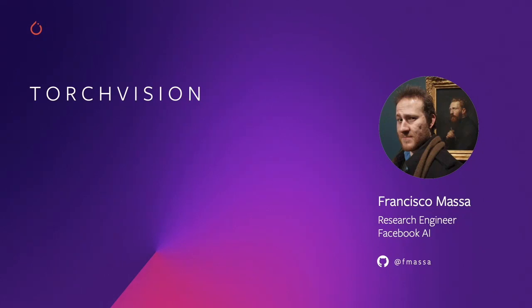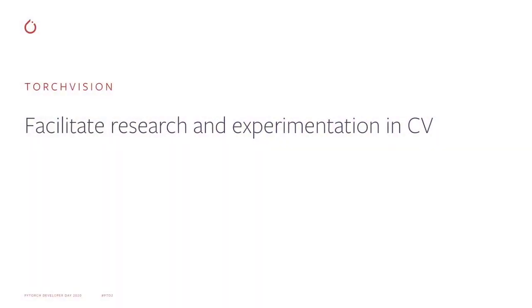The first question you might ask yourself is, what is TorchVision? TorchVision is a library that is built to facilitate research and experimentation in computer vision. It extends PyTorch with functionality which is very specific and useful to computer vision, so that it keeps the PyTorch library lean and focused on core deep learning abstractions. But what exactly is there in TorchVision? Let's have a closer look.